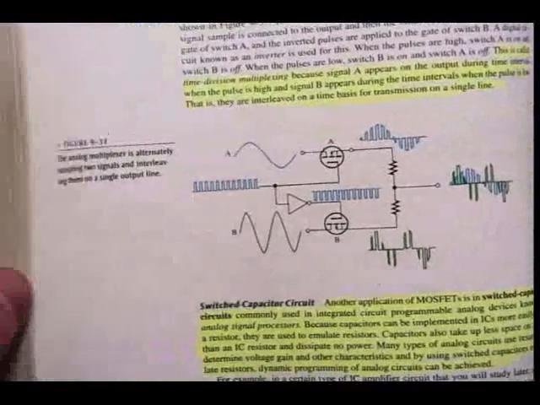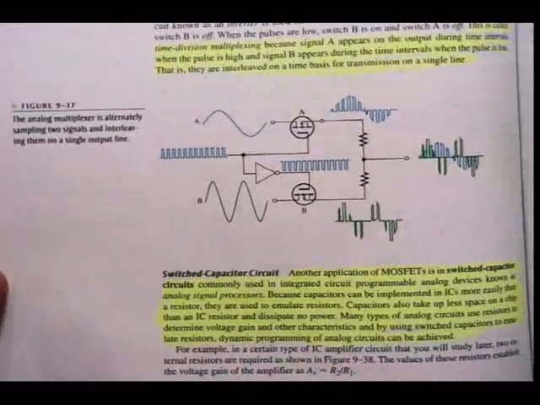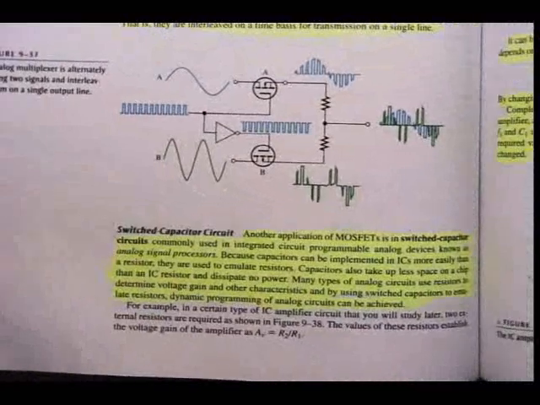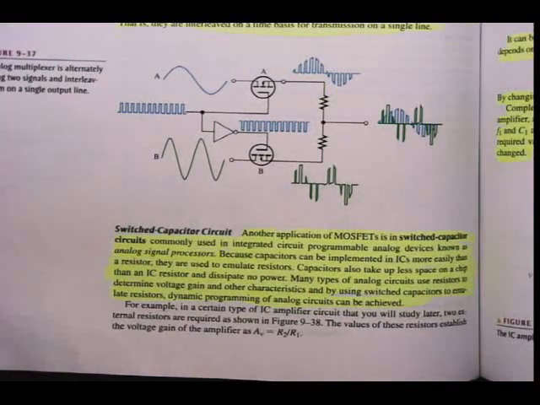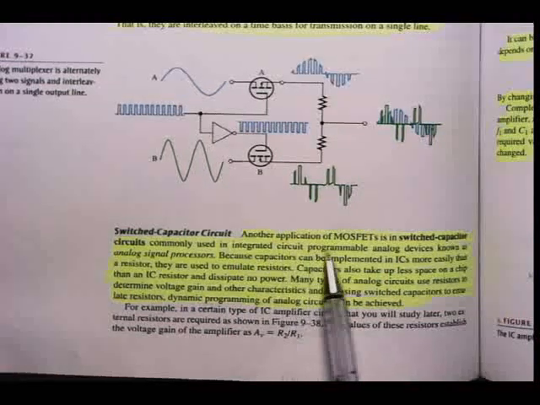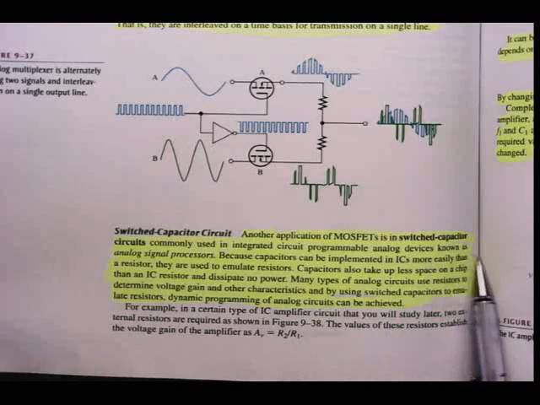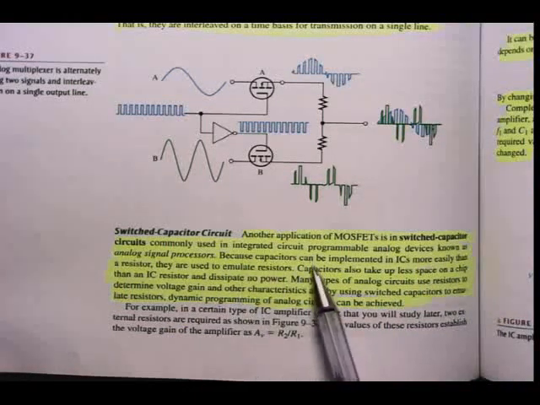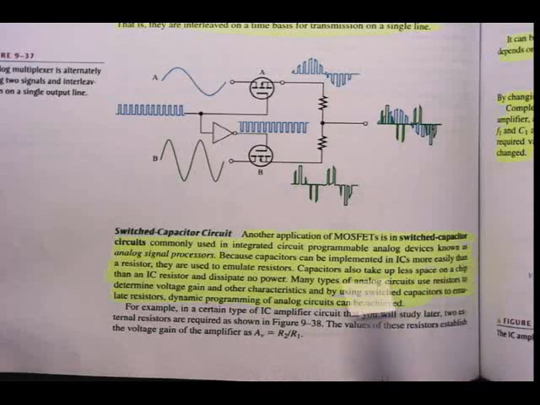All right, another one, switched capacitor circuits, at the bottom of the page, page 462. Another application of MOSFETs is in switched capacitor circuits, commonly used in integrated circuit programmable analog devices known as analog signal processors. Because capacitors can be implemented in ICs more easily than a resistor, they are used to emulate resistors.